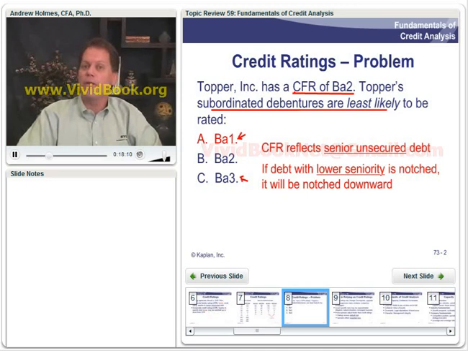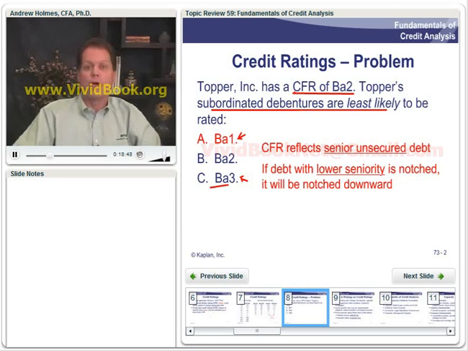So if there's going to be a difference, and there doesn't have to be a difference between the family rating and the issue rating, but if there is a difference, if you have lower priority than senior unsecured debt, then the likely move would be for it to go down. So we wouldn't be too surprised to see a family rating of Ba2 and an issue rating of Ba3 for something that has a lower claim, but it would be surprising to see it moved up. In fact, it would be anomalous to the point that it was scary. So you just won't see something that has lower priority tick up from the family rating.